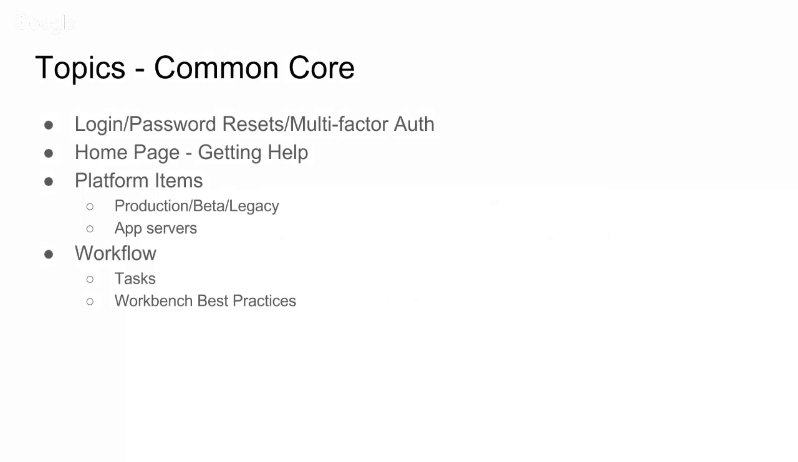Platform items, some thoughts around what is the production system versus what is beta and legacy and how that all works together. Why we have different app servers and what that does for you when you're using the system and there's some sort of problem and you need to continue doing what you're doing. So all that we'll go over. And then the basics of workflow. What is a task? How that can help you in managing your workday and making sure that basically nothing slips through the cracks in the practice.